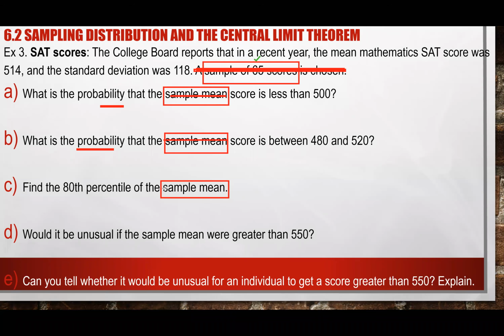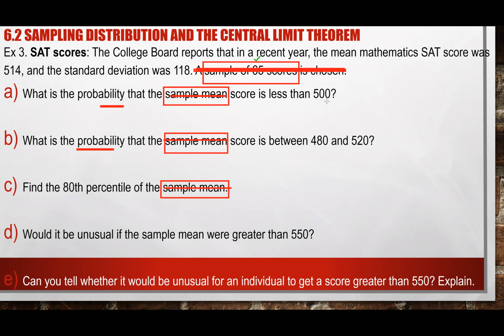If they were to take all of this, anything that relates to the word sample, out, and they just say that the college's recent years have a mean score of 514 and a standard deviation of 118, what is the probability that the score is less than 500? Well, if they ask you that, then that is your 6.1 problem, right? You do the normal CDF, the less than, which is negative a million, 500, your mean, which is 514, and your standard deviation, which is 118.